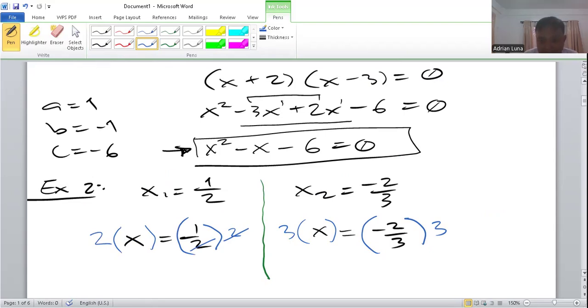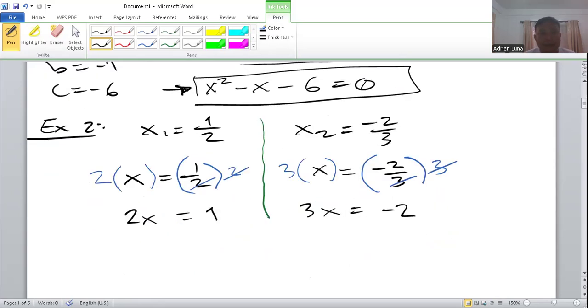And cancel yung 3. So, we are left with, dito, 2 times x, we have 2x is equals to 1. Ito naman, 3 times x is 3x is equals to -2. And yung next step is simple lang. Transpose natin si +1 to the other side and si -2 to the other side of the equal sign. So mag-change lang yung sign nila pag lumipat pag tumawid ng equal sign.